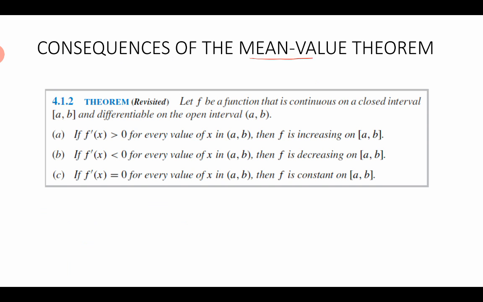Consequences of the mean value theorem. If a function is continuous in a closed interval and differentiable in the open interval as usual, if the first derivative is positive, then f is increasing. If the first derivative is negative, then f is decreasing. If the first derivative is 0, it is constant. The function is constant as usual.